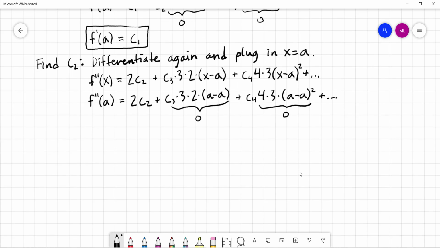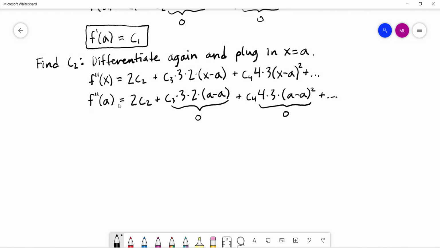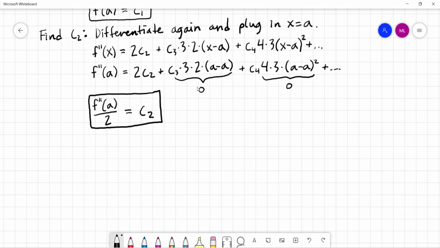And this gives us a representation now that we can solve for c2. If I just divide both sides by 2 here, then we will be able to get c2. So if we solve for c2, I have, in this case, that f double prime of a divided by 2 is equal to c2. And I now have a representation for what the coefficient c2 looks like. Let's do one more of these so we can start to see the pattern more clearly.